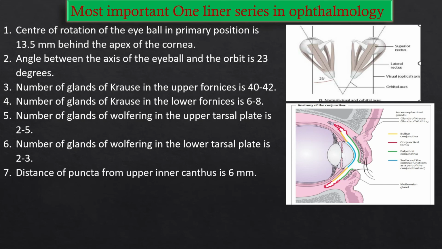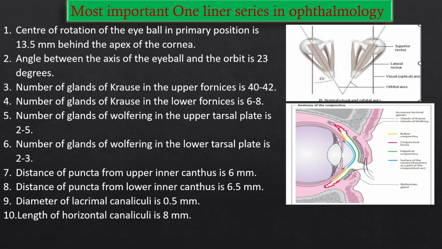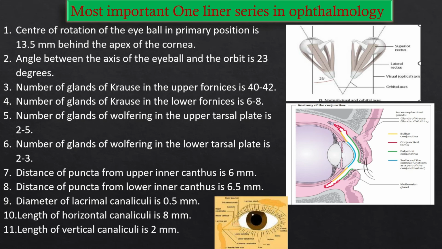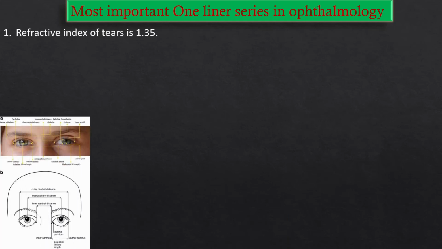Distance of puncta from upper inner canthus is 6 mm. Distance of puncta from lower inner canthus is 6.5 mm. Diameter of lacrimal canaliculi is 0.5 mm. Length of horizontal canaliculi is 8 mm. Length of vertical canaliculi is 2 mm. Rate of secretion of tears is 1.2 ml per minute. Refractive index of tears is 1.35. Normal pH of tears is 6.5 to 7.6.